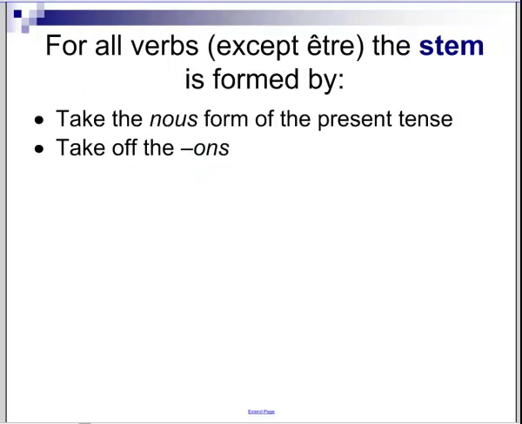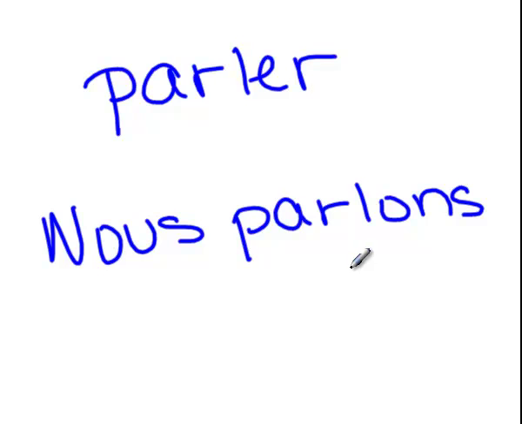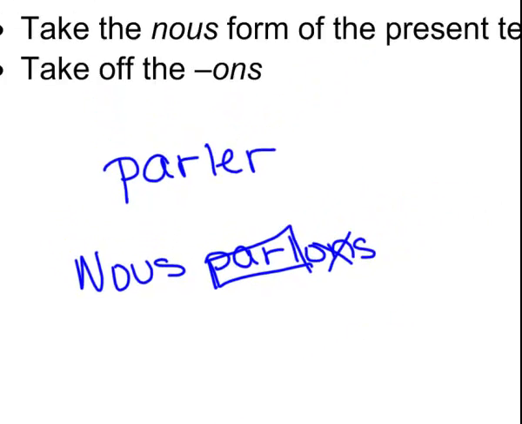In order to form the stem for every single verb, with the only exception being the verb être, you take the nous form of the present tense minus the ONS. So if you take a look at the verb parler, for example, when you put that into the nous form in the present tense, it looks like this: nous parlons. This is what we'll use to form the verb in the imparfait. We take the ONS off, and this right here is our imperfect stem. It happens like that for any verb whatsoever.